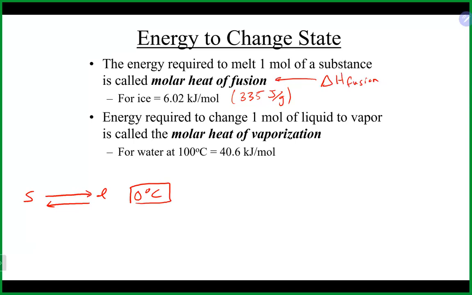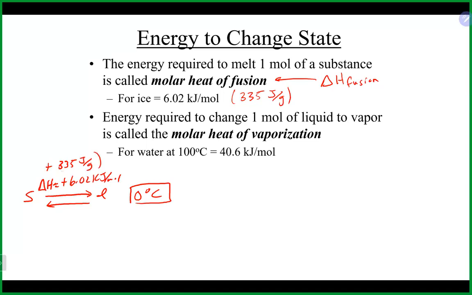And the delta H of fusion is the energy required to do that. So as we were just talking about, going from solid to liquid is an endothermic process, which means if you were doing that process, the delta H value would be positive. If we use this value here, 6.02 kilojoules per mole, or positive about 335 joules per gram.